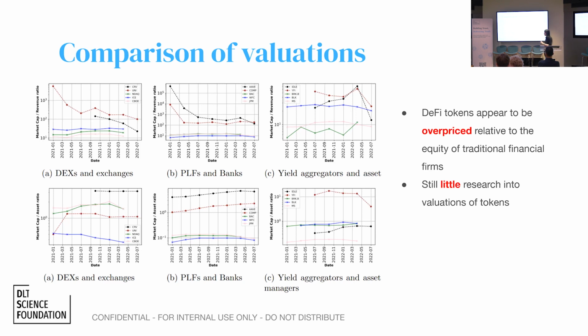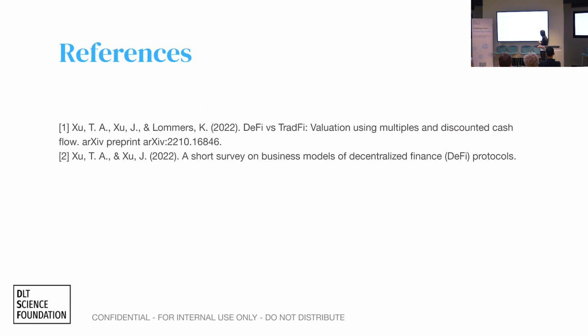It seems that investors are getting a little bit more rational with the passage of time, and the most overvaluation, at least for DEX, occurs at the beginning of the sample, and also for lending protocols at the beginning of the sample, although with this other valuation, it seems a bit more flat. But yeah, that is all.